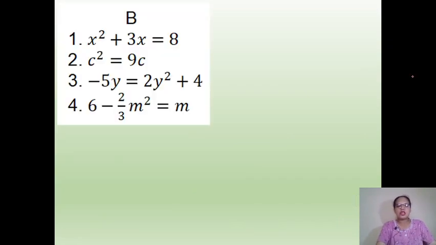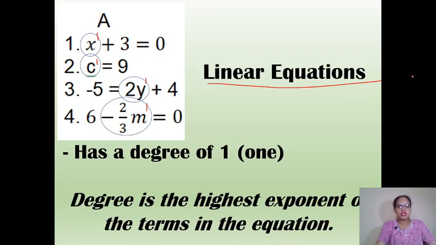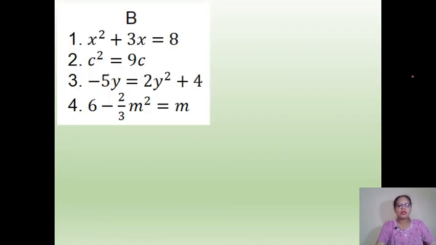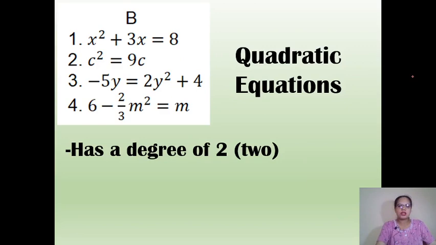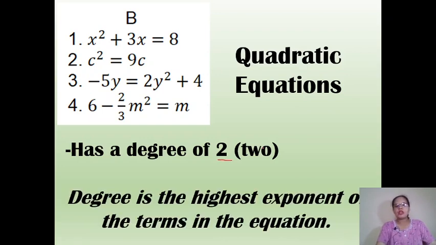Now, let's go to the second set. So, how do they differ from the first set? We call them quadratic equations. Why are they quadratic equations? Because it's different from the first set. The degree of each equation is, this time, 2. So again, degree is the highest exponent of the terms in the equation.